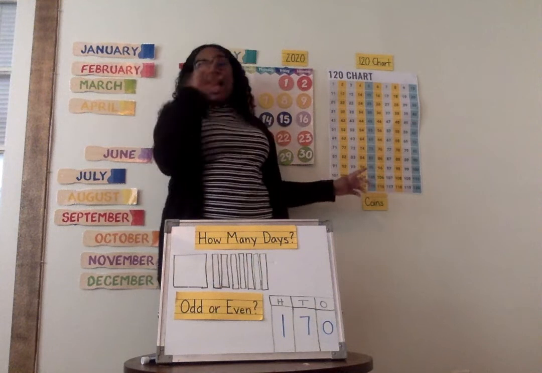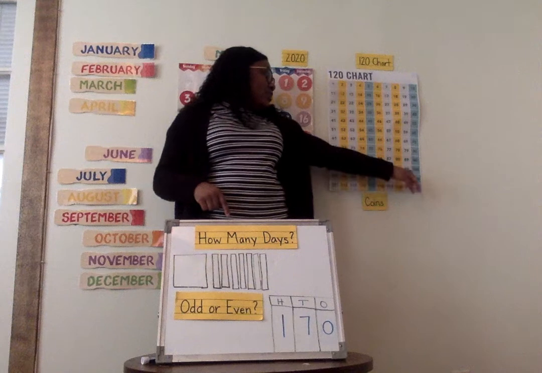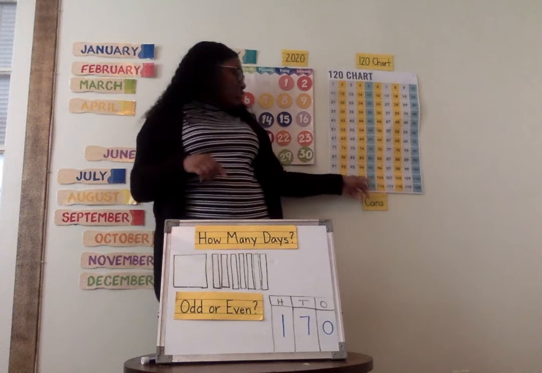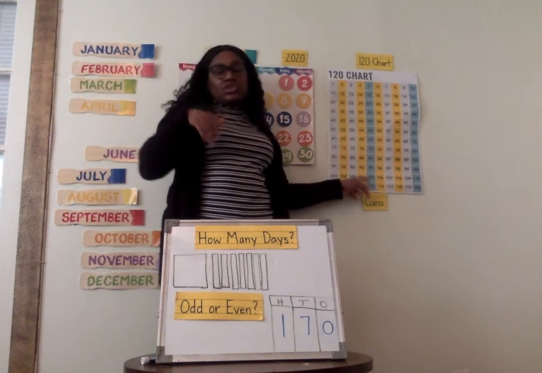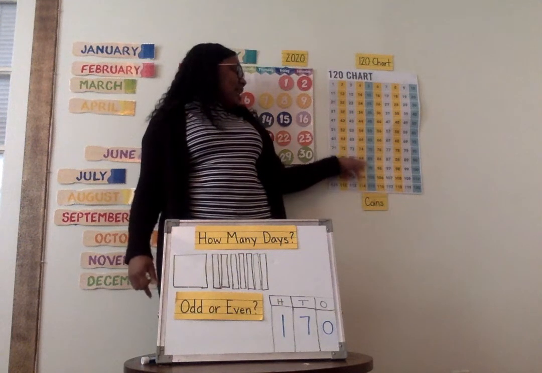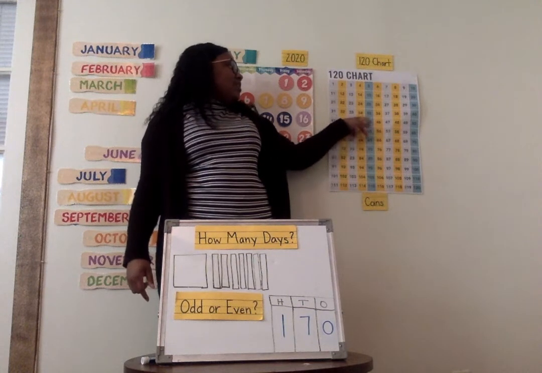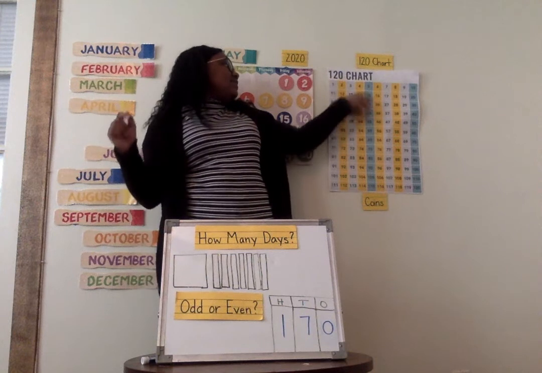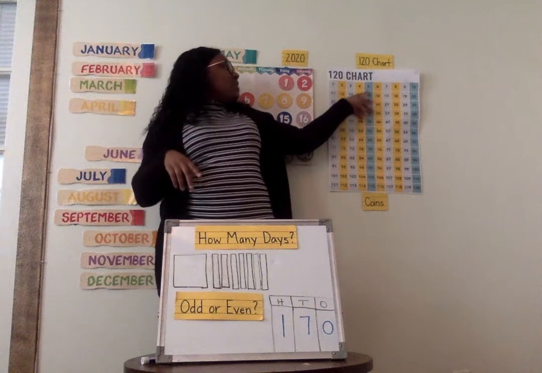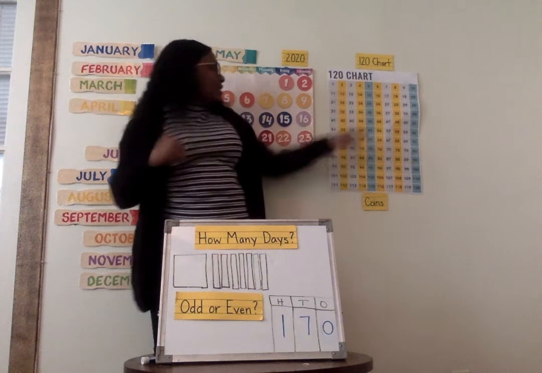Switch. Count back by 1s. 112, 111, 110, 109, 108, 107, 106, 105. Stop. Switch. Count back by 10s. 105, 95, 85, 75, 65, 55, 45, 35, 25, 15, 5. Stop. Switch. Count back by 1s. 5, 4, 3, 2, 1, and 0.